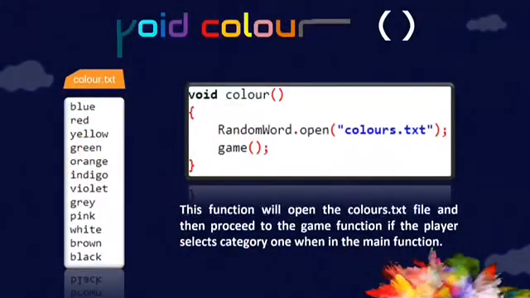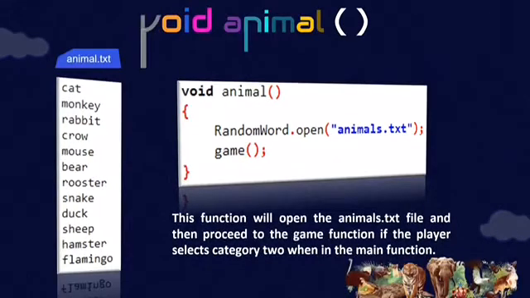This function will open the colors text file and choose the word randomly from the list, then proceed to the game function if the player selects category 1 when in the main function. This function will open the animals text file and choose the word randomly from the list and then proceed to the game function if the player selects category 2 when in the main function.